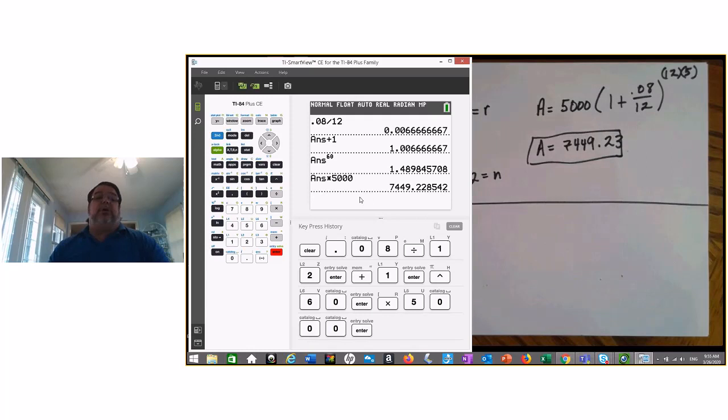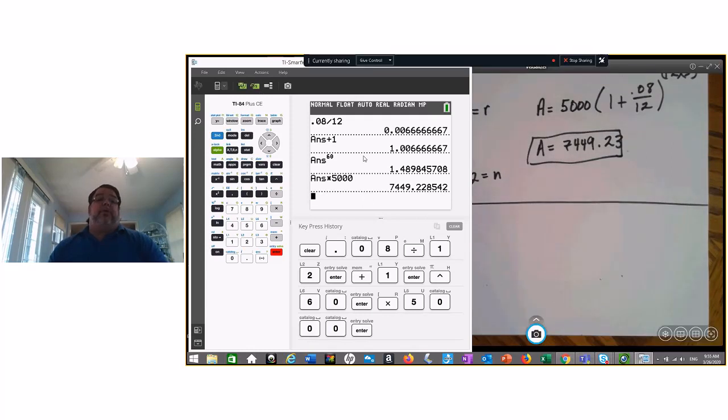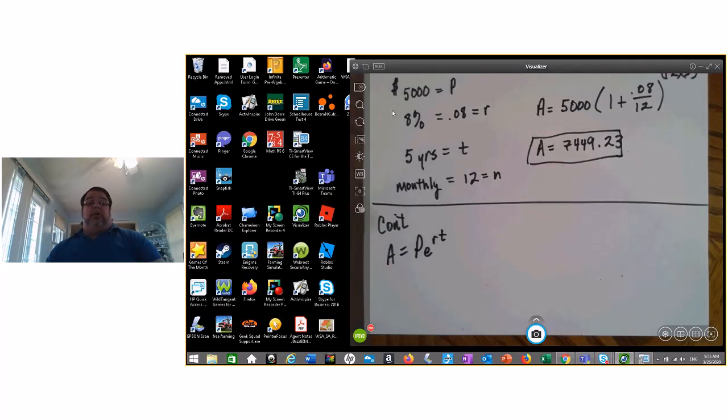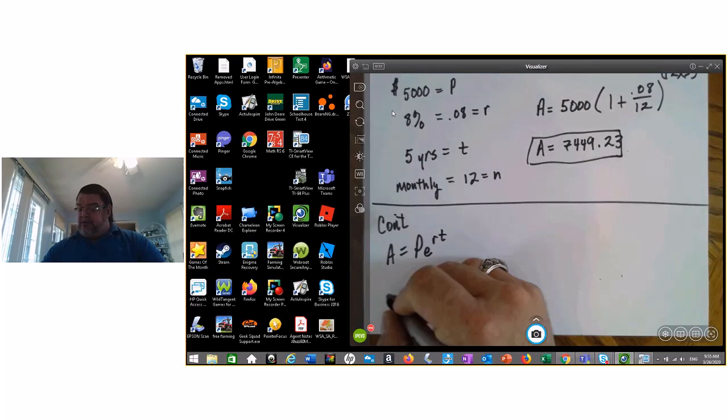And that is A is equal to PERT. Oops. Y'all can't see it. Hold on. I'm getting there. There you go. Continuous interest is A is equal to PERT. P times E to the RT power. So if I gave you this question, I would say $5,000.